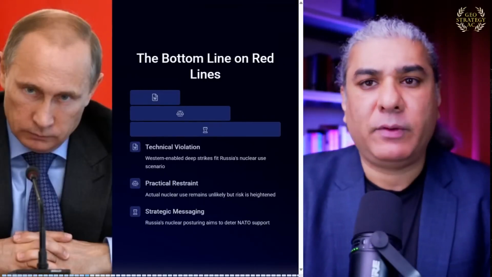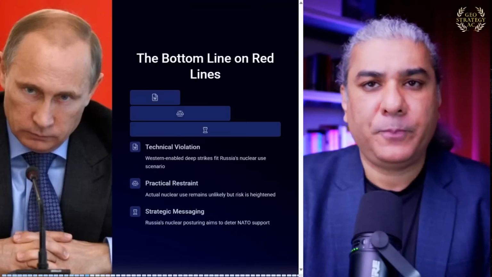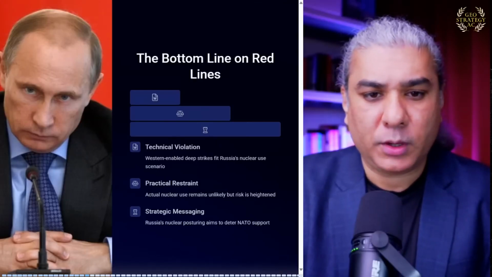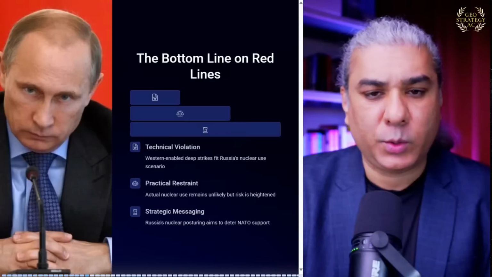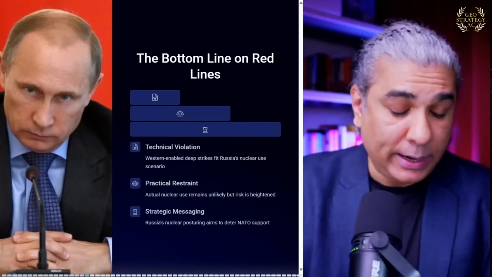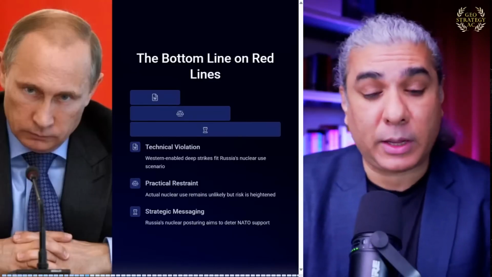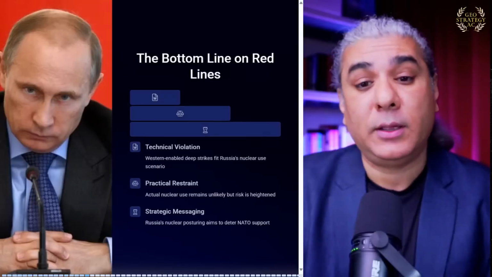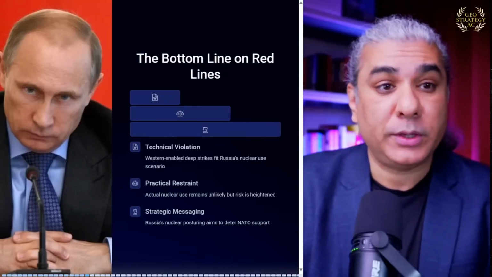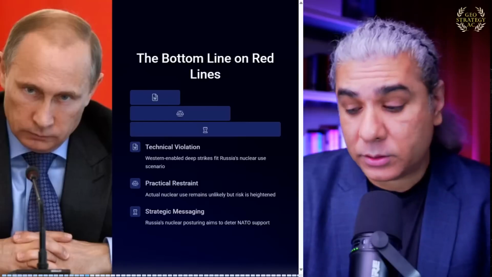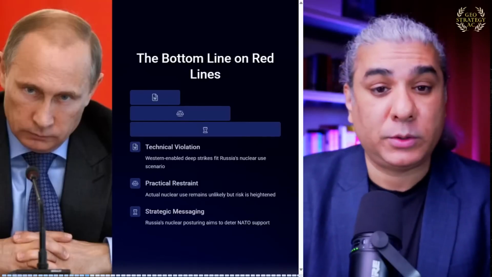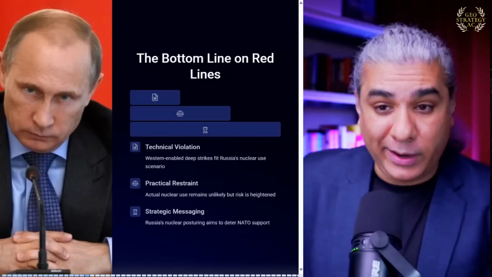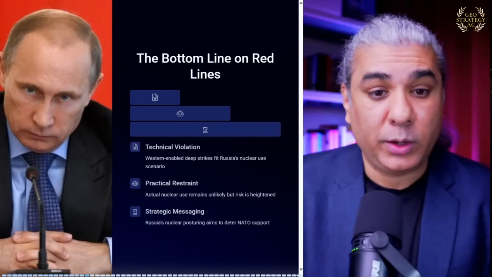So we've had technical violations of the Russian nuclear red lines. Western-enabled deep strikes fit Russia's nuclear use scenario. And in case any kind of Western technology was used during Operation Spiderweb, it already does fit Russia's nuclear use scenario. And it did strike at Russia's capability to deliver nuclear weapons on its own. So, yeah, definitely we have technically crossed a Russian nuclear red line.